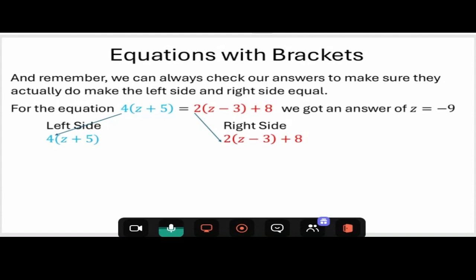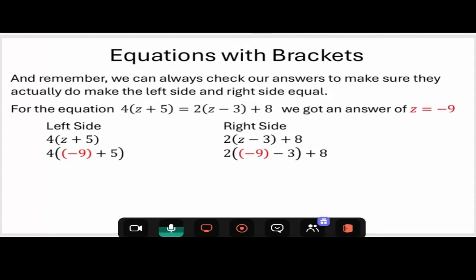What I'm going to do is test to see, does negative 9 actually work? So checking your answer doesn't mean solving the equation again, right? It means plugging it in. So I am going to replace all of those z's with negative 9, like so, on both sides of the equation.